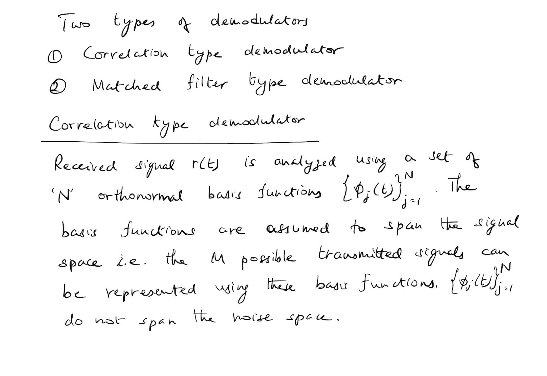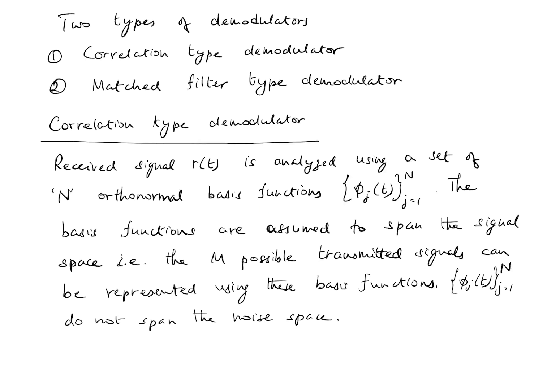That is exactly the same principle or perspective that we are going to use today in the correlation type demodulator, where we are going to analyze the received signal R of t using a set of n orthonormal basis functions. That means we are going to find the projection of the received signal R of t onto the basis functions phi 1 of t, phi 2 of t, phi 3 of t, and so on up to phi n of t.